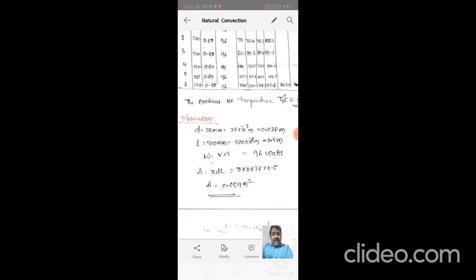The diameter is already given for the fin, 38 mm, that is 38 into 10 to the power of minus 3 meter, or we can convert it into 0.038 meter, and the length is 500 mm, or we can convert it into 0.5 meter. To calculate the current heat supply, that is V into I, that is 96 watts, and the area is pi d l, that is pi into 0.038 into 0.5, and the area is 0.059 meter square.